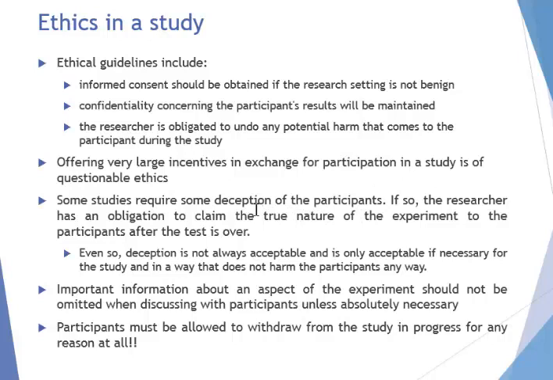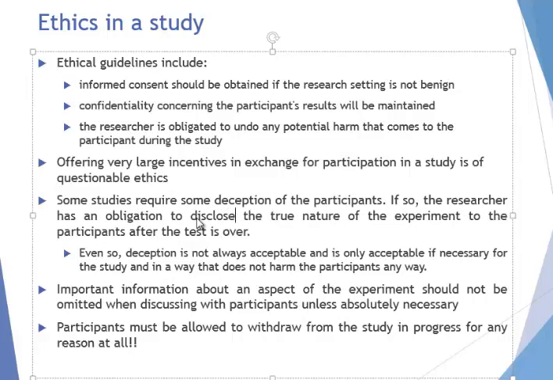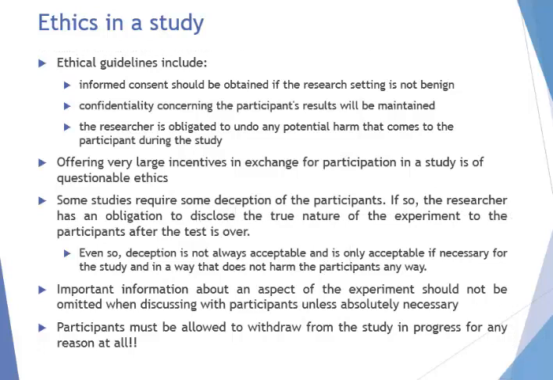Some studies do require deception of the participants. An example we discussed before is giving people a placebo. If you're testing headache medication, you give some people the actual medication and some people a placebo. They think that they're getting the medication. Well, that's deception, but there's nothing you can do about it. It's part of the experiment. To say that you can never deceive the people being experimented on would negate the entire effectiveness of many experiments. So the researcher has an obligation to disclose the true nature of the experiment after the test is over. As it turns out, you got the placebo.